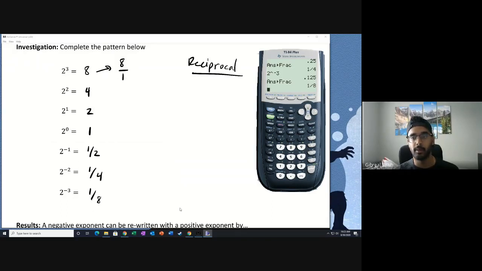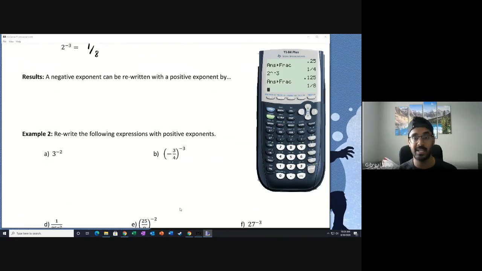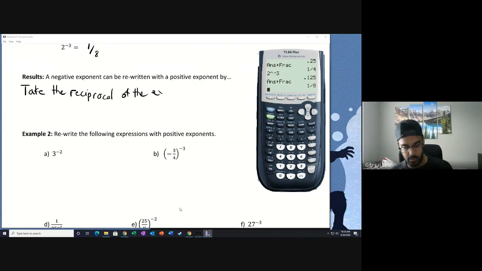Now we'll formalize that and put it into a sentence. The result that comes out of this is if I have a negative exponent, I can rewrite that as an expression that has a positive exponent, and the way I can do that is by taking the reciprocal. There's a couple of ways that we could do this. So let's just say straight up, I can take the reciprocal of the expression with the negative exponent.